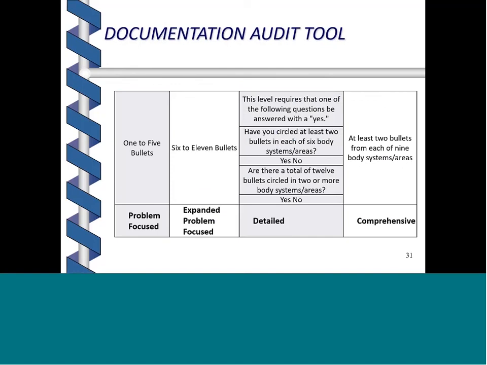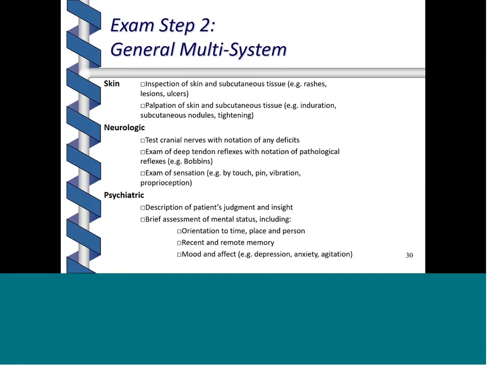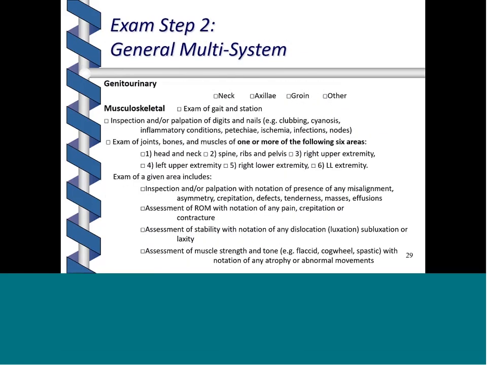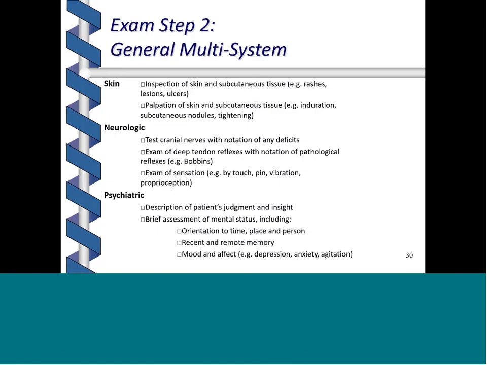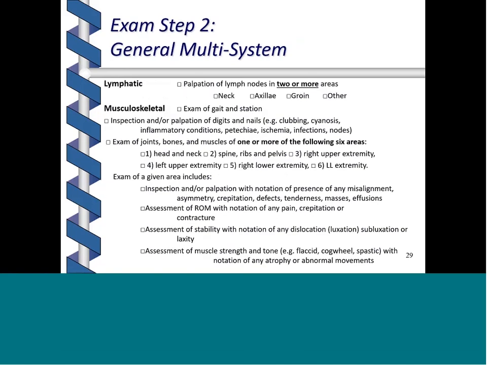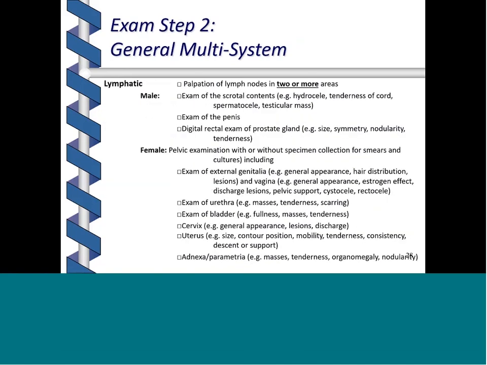If you're going to do a detailed examination, you do one of the following. Did you do at least 2 bullets in each of 6 body areas, or are there a total of 12 bullets circled in the areas? So if you had 12 bullets in the areas, with at least 2 areas, you would have that. But the comprehensive is at least 2 bullets in each of 9 body areas. So if you're going to do a comprehensive exam, the highest level, there has to be at least 2 bullets in at least 9 of the areas.